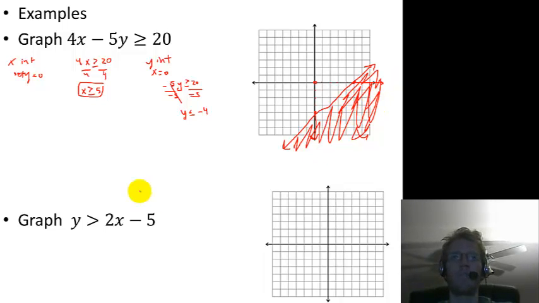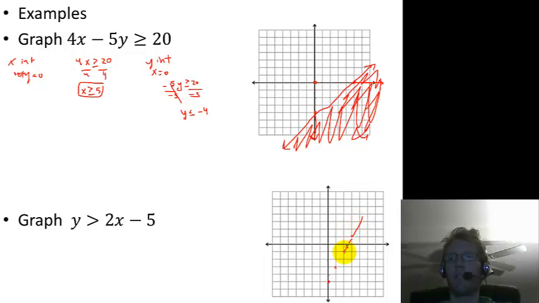So here's our final answer. Graph y is greater than 2x minus 5. So I'm going to plot this line, starting with negative 5. 1, 2, 3, 4, 5. So here's my y-intercept. Slope, positive 2. That means up 2 over 1, up 2 over 1, up 2 over 1. You can do that a couple more times.